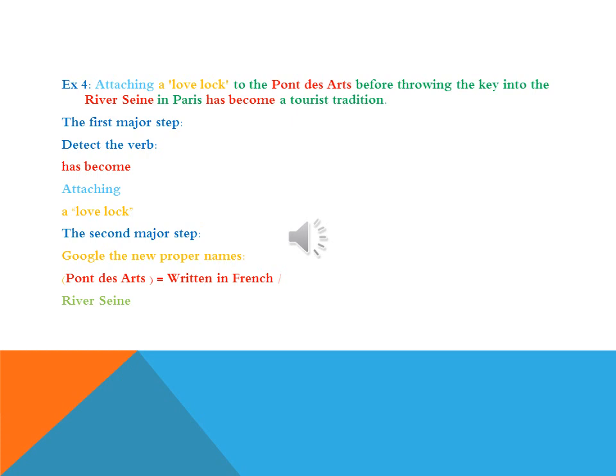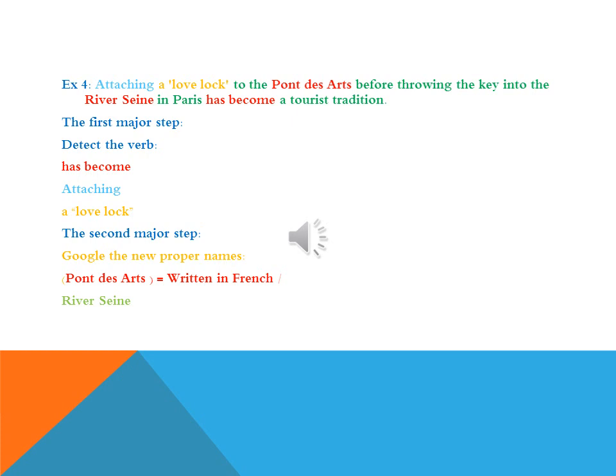طيب المثال بيقول ايه؟ Attaching a love lock to the pond resorts before throwing the key into the river Seine in Paris has become a tourist tradition. طيب as we said, the first major step is to detect the verb. هتطلع الفعل اللي هو هنا صعب شوية, هتدور عليه هتلاقيه جملة طويلة أوي, في الآخر هتلاقيه has become.